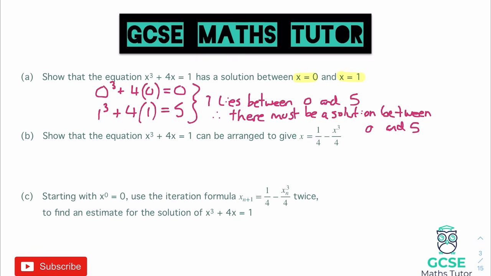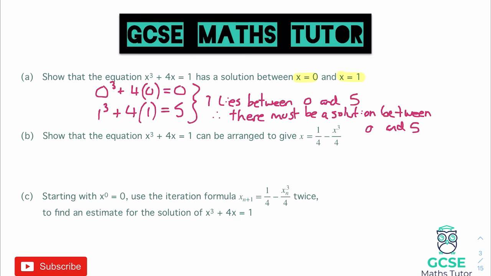Now another method that you could use is to rearrange the formula. You could put minus 1 onto the left-hand side. Then when you substitute 0 and 1 in, you will get a negative answer and a positive answer, which shows that there is a change of sign. So that's another method that you could use as well, which is a very good method.